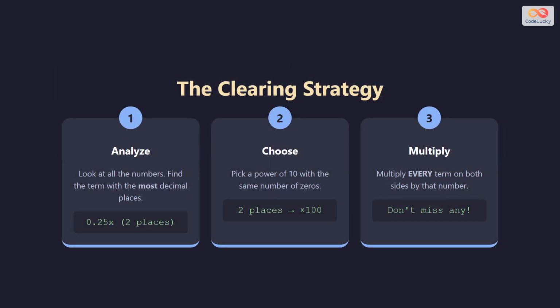Here is the strategy in 3 steps. First, look at the equation and find the number with the most decimal places. Second, choose a power of 10 with that same number of zeros. And third, multiply every single term in the equation by that number.